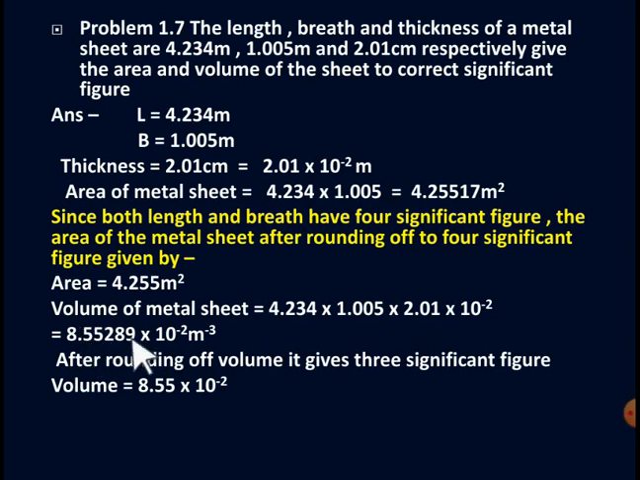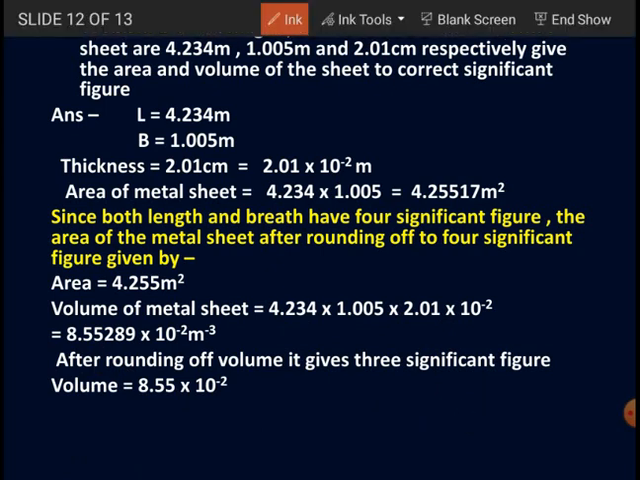6 significant figures, but we need to express it in the minimum significant figures. The least number of significant figures out of these factors is 3. So we need to express that least significant figures in the product. After rounding off, the volume is given with 3 significant figures. That is, volume is equal to 8.55 into 10 to the power minus 2 meter cube. So there must be a unit coming there, meter cube, right?